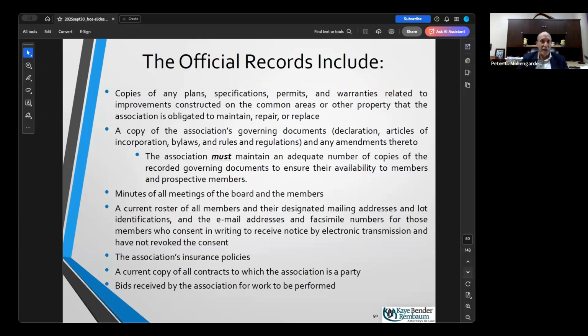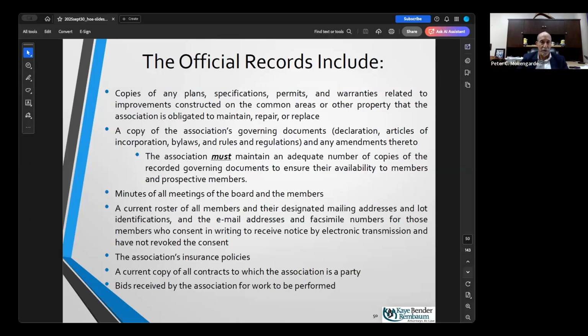Any plans, specifications, permits, and warranties related to the improvements on the common area or other property that the association is obligated to maintain. A copy of your governing documents. That's the declaration, articles, bylaws, and rules, and all the amendments to those documents. The association must maintain an adequate number of copies of these recorded documents to ensure their availability to members and prospective members. The minutes of all meetings of the board and of the membership.